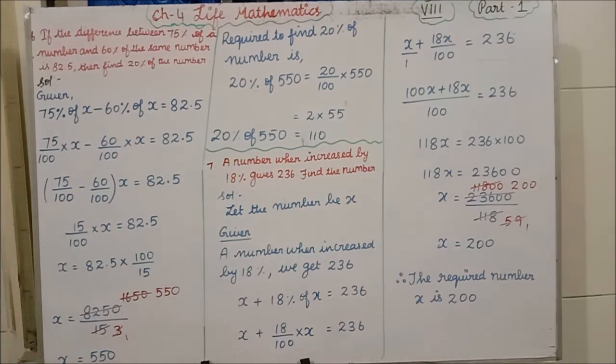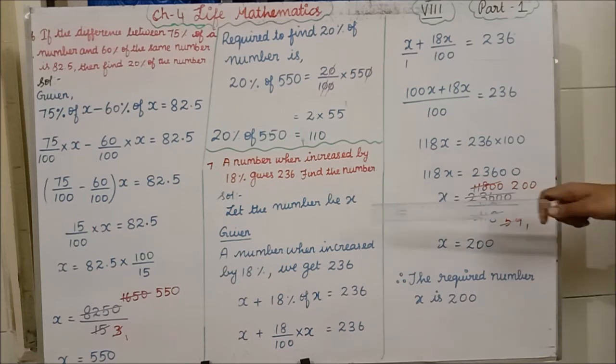I will cancel and show you the zeros. See, I have cancelled the 0, which is 2 into 55. If you multiply, we will get 110. So the answer for 20% of the number is 110. Clear all of you? Clear all of you, the 6th problem? Next, we will go for the 7th problem.